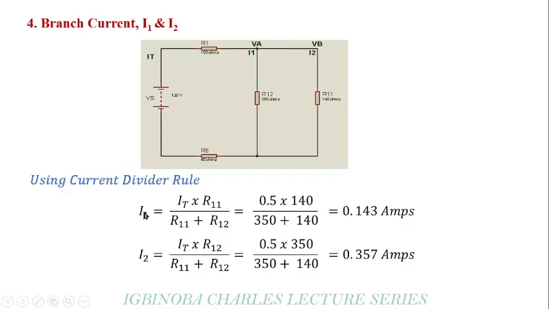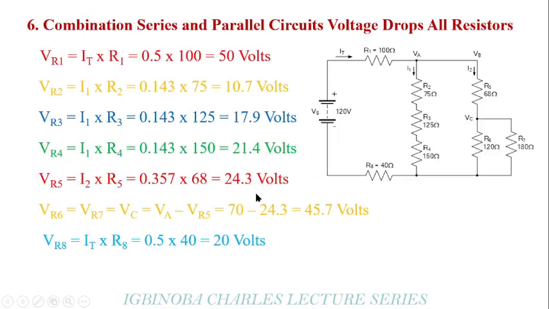So when we do that, I1 is equal to IT times R11 over this, and we get our answer. Then I2 is equal to IT times R12 all over R11 plus R12. When we do that, we get our result. So these are the currents I1 and I2. If you add I1 and I2, you are going to get your total current IT flowing through the circuit, which is equal to 0.5 amps.